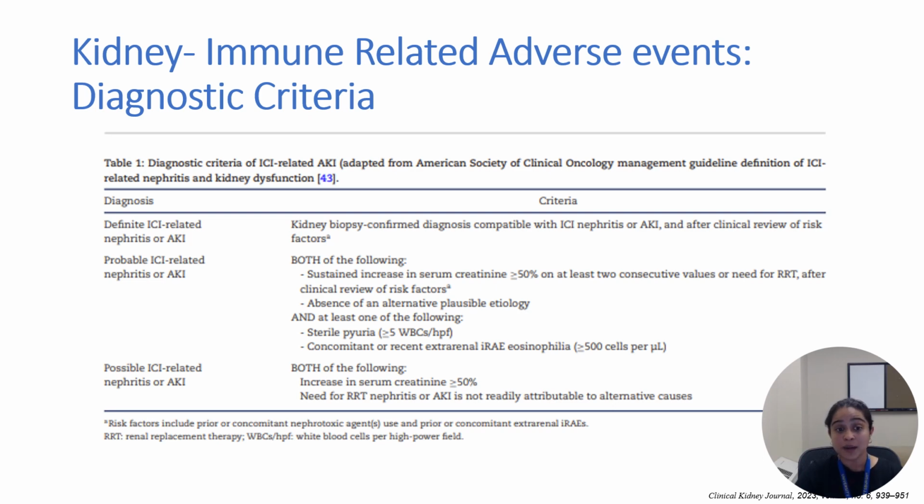And either a sterile pyuria, just as described in our case, or concomitant or recent extrarenal immune-related effects, or eosinophilia. Now, if you want to establish a possible cause, in that case, either an increase in serum creatinine or the need for renal replacement therapy in a setting where there is no alternative cause of the kidney injury, a diagnosis of possible immune-related nephritis or AKI can be made.